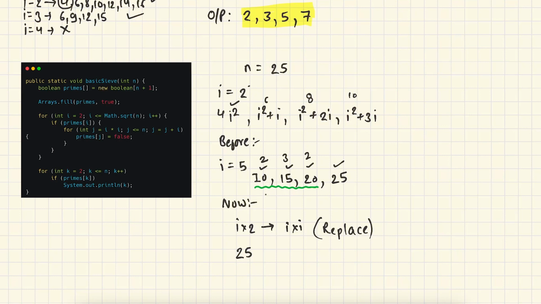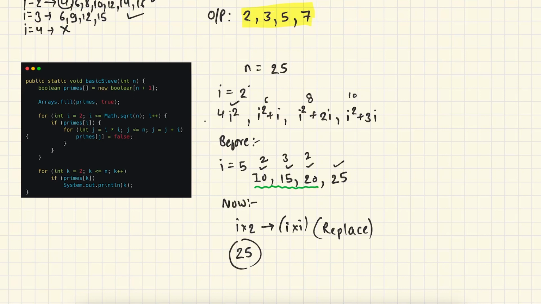So to avoid checking all these numbers, instead of running a loop from i into 2, we can simply start our loop from i cross i. So in case of 5, now we do not need to check for 10, 15, 20. We simply start our loop from 25, right? So this is the optimization we can do here. So I have simply replaced the code from i into 2 to i into i. Okay, so this is the optimization we have done in this code.